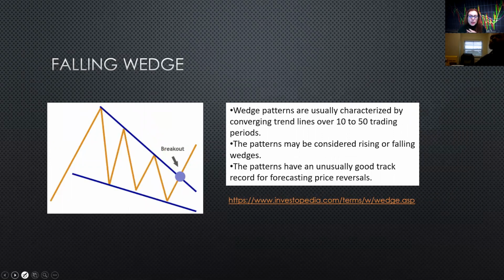So the falling wedge, very much like a pennant coming down. It's usually over 10 to 50 trading periods. So this is more on a longer term time frame. This would be something that you would see all day. Whereas the pennant or the bull flag is something you'll see on a shorter time frame. You might only see that on 3 or 4 candlesticks. This is going to be a longer time frame.